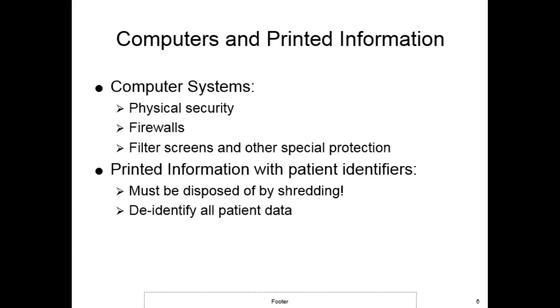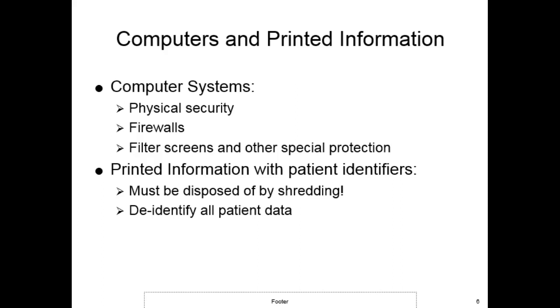So when you print information from your electronic health record, you have to make sure there's physical security. So you're not printing it to a public printer. You have to make sure that there are appropriate firewalls. If you're in a hallway on a computer, you have to make sure that there's a filter screen or other special protection because you don't want people walking behind you and looking at that information.